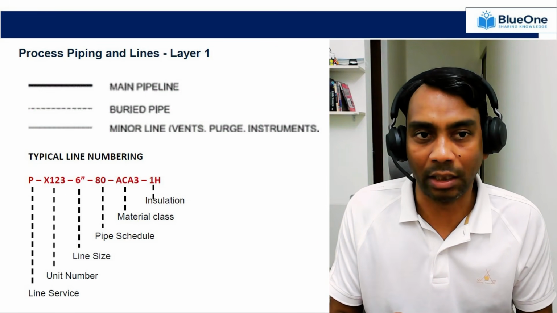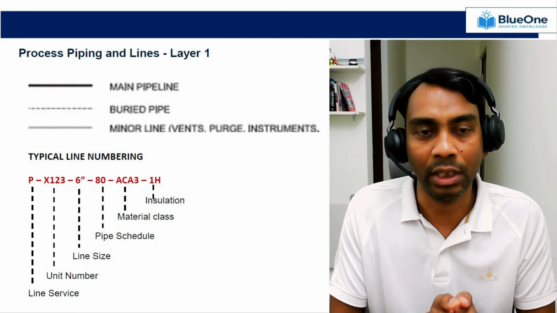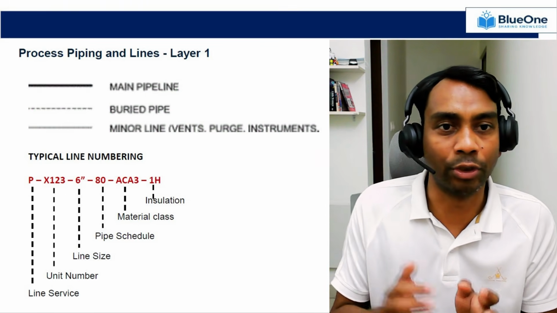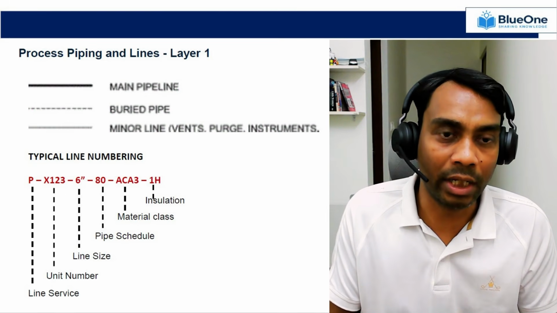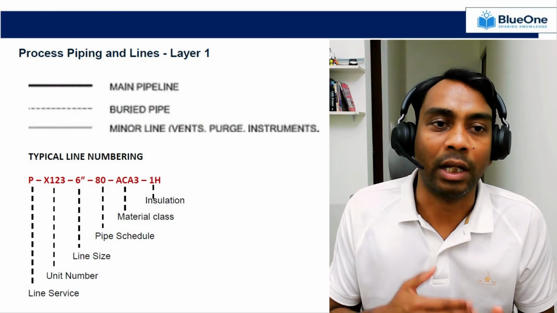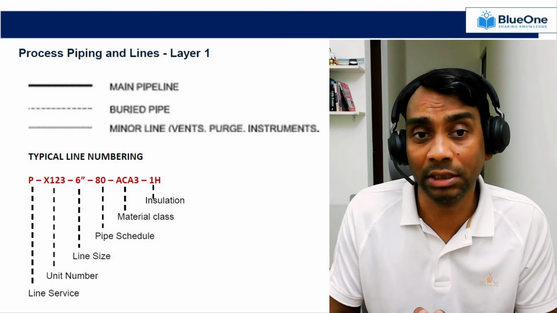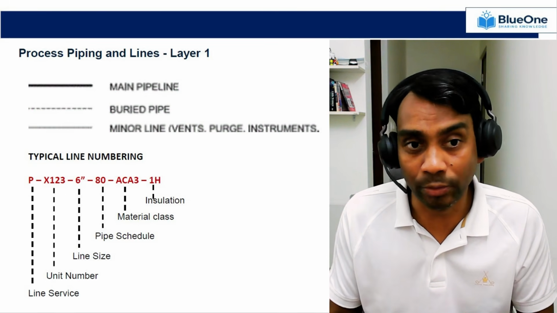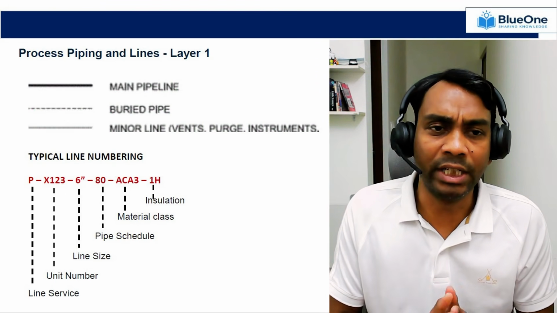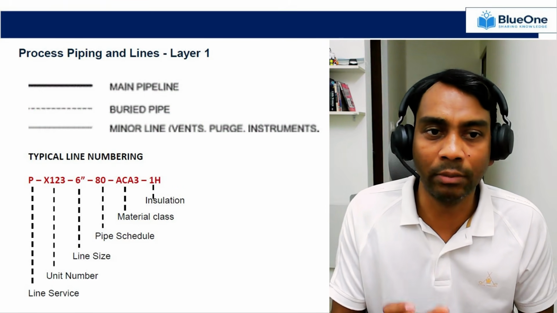The dark black line represents your main pipeline, which carries your feed to the processing equipment and then takes it further to the next unit or system. There will be cases where you might have an underground pipeline, which you can identify by a dotted dash line. There will be multiple minor lines, including vents, purge, and instrument lines, which will be lighter than your main pipeline. Any typical pipeline will have numbering, so how does this typical line numbering work?